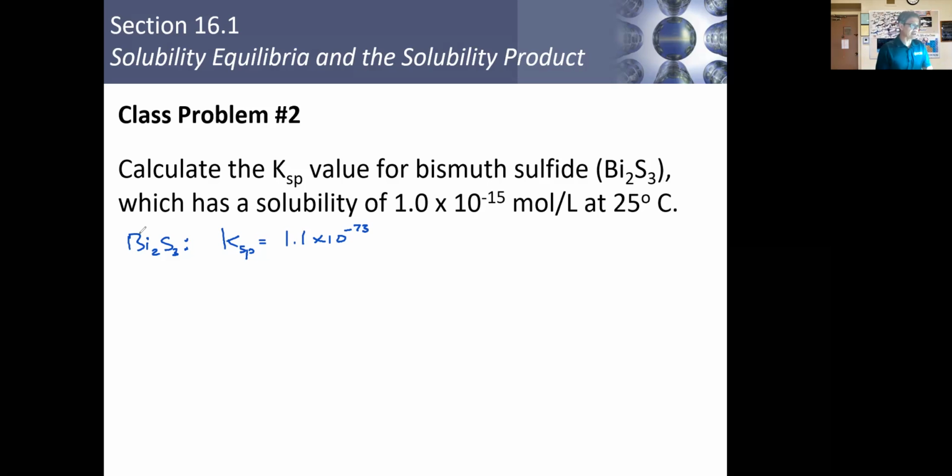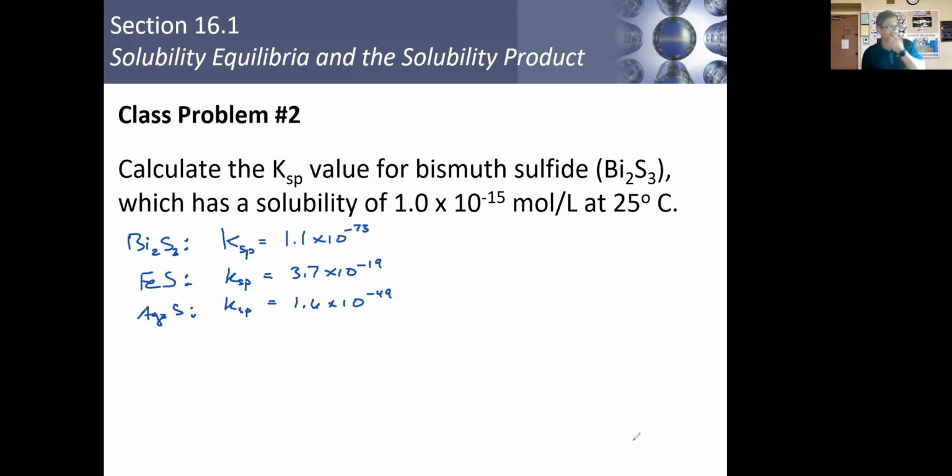And so the question we need to ask is, can we use KSP to compare the solubilities of different substances? So let's take a look at a couple of other sulfides here. Let's take a look at iron 2 sulfide. It has a KSP of 3.7 times 10 to the negative 19. Okay, and then finally silver sulfide. It has a KSP of 1.6, not 16, sorry, so 1.6 times 10 to the negative 49.